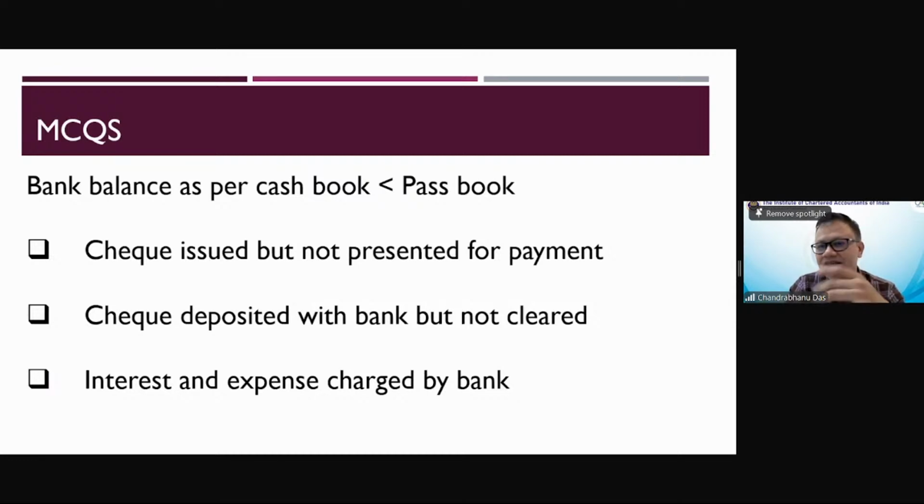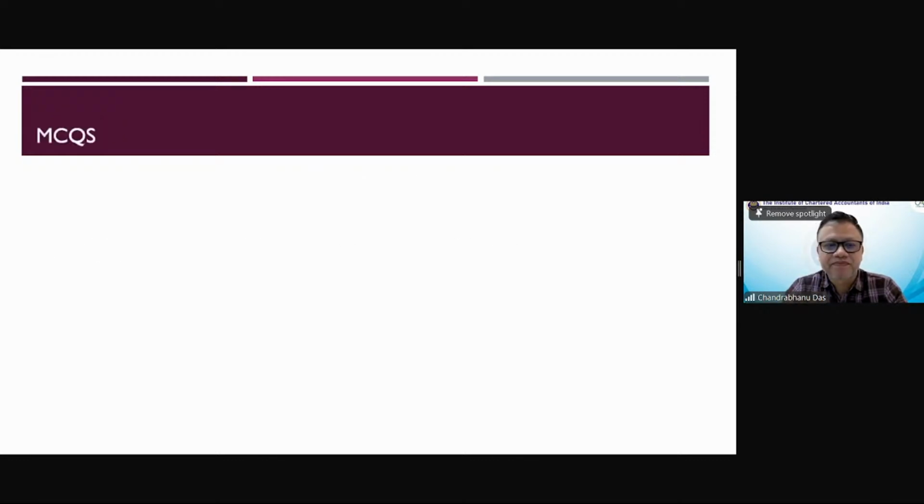I think they have put those questions on that website. So first of all, if you see here, multiple choice question, bank balance as per cash book is less than passbook. What can be the conditions? Three are given. Check issued but not presented for payment. Check deposited with bank but not cleared. Interest and expense charged by bank.